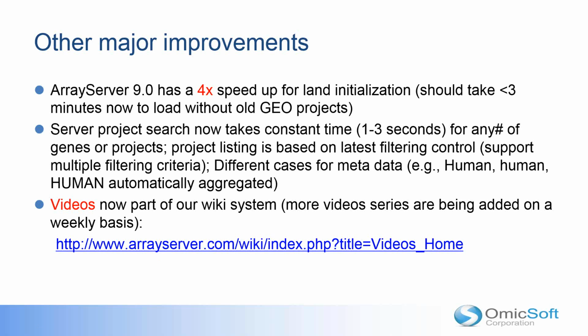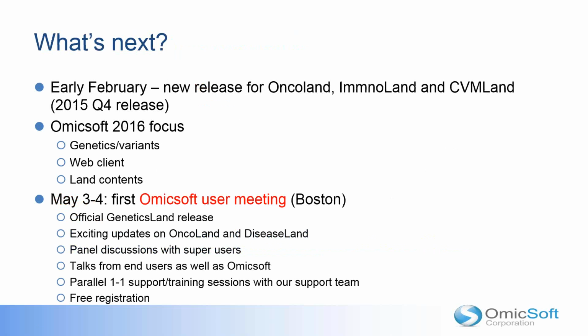Before I spend 5 or 6 minutes on the demo part, I wanted to talk about what's going to happen next. In early February, essentially the end of this month, we'll release oncoland, immuland, and also the first release of cardiovascular and metabolic land. We still call it 2015 Q4 because we froze this data at the end of Q4, and then we process it, which usually takes a month, based on those frozen data.